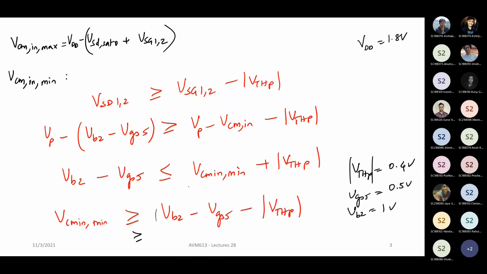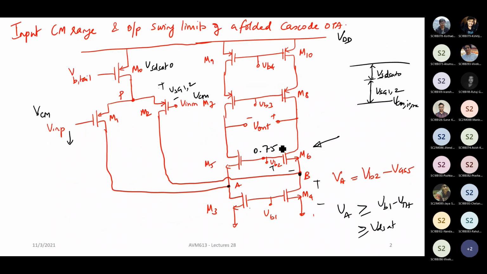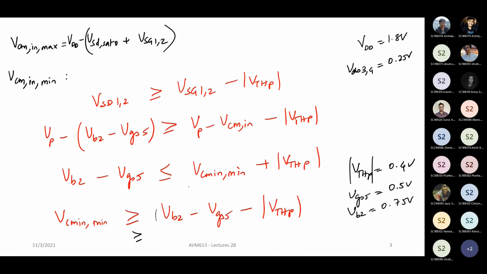So VGS5 is 0.5 volt. Let us say you take VDS of 3, 4 to be 0.25 volt. Which means VB2 will be taken as 0.75 volt. That's how you'll select this one. If you put this as 0.75 volt, and this is 0.5 volt, you'll have 0.25 volt across M3 and M4. Let us say that is a reasonable VDS to be given to your current source. Under this condition, let us see what is VCM min. You have 0.75 minus 0.5 minus 0.4. What do you get?